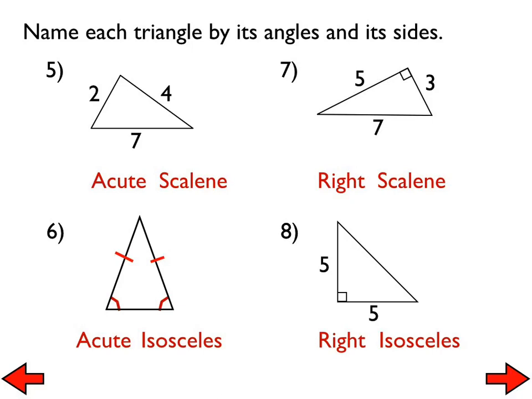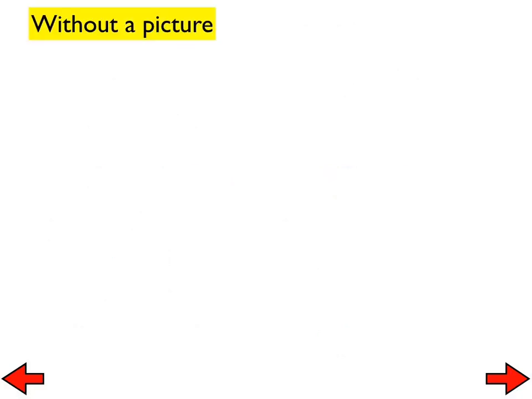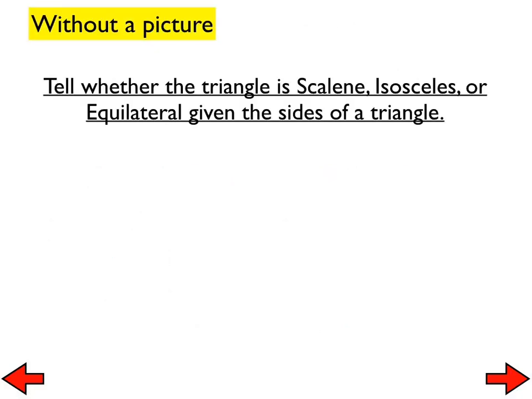So sometimes we're asked one or both of those questions as far as by its angles and sides with a picture, and sometimes without a picture. So in the next 3 problems, you're supposed to tell whether the triangle is scalene, isosceles, or equilateral. So right at this point, for these 3, we're only naming by their sides, giving the 3 measurements. So go ahead and try 1, 2, and 3.